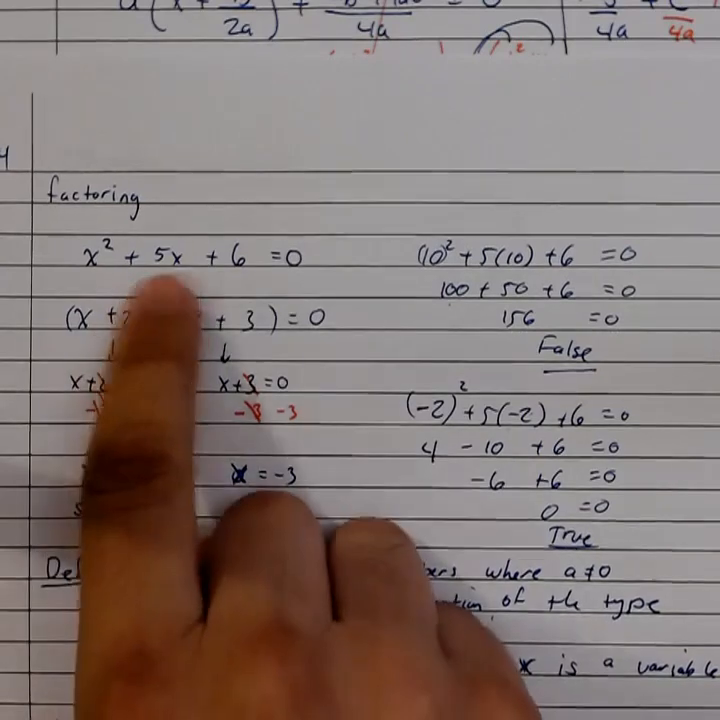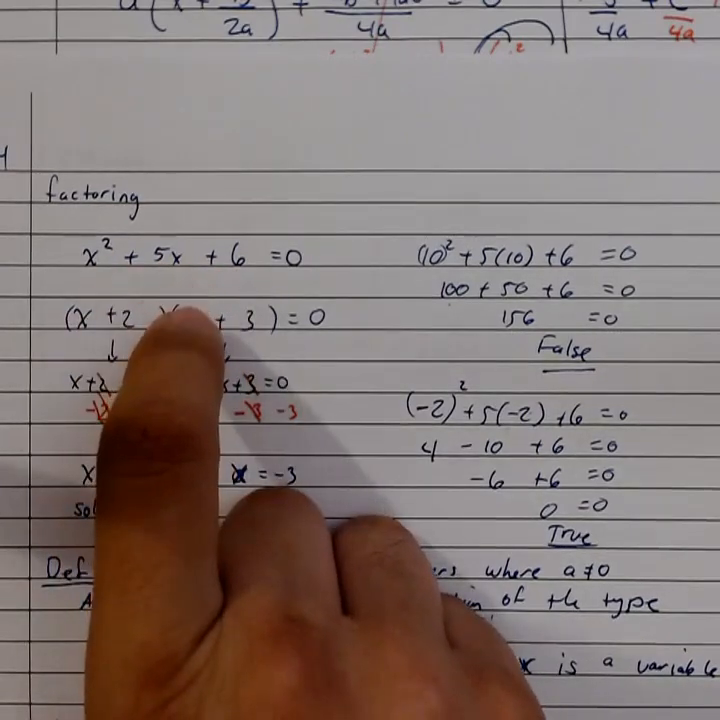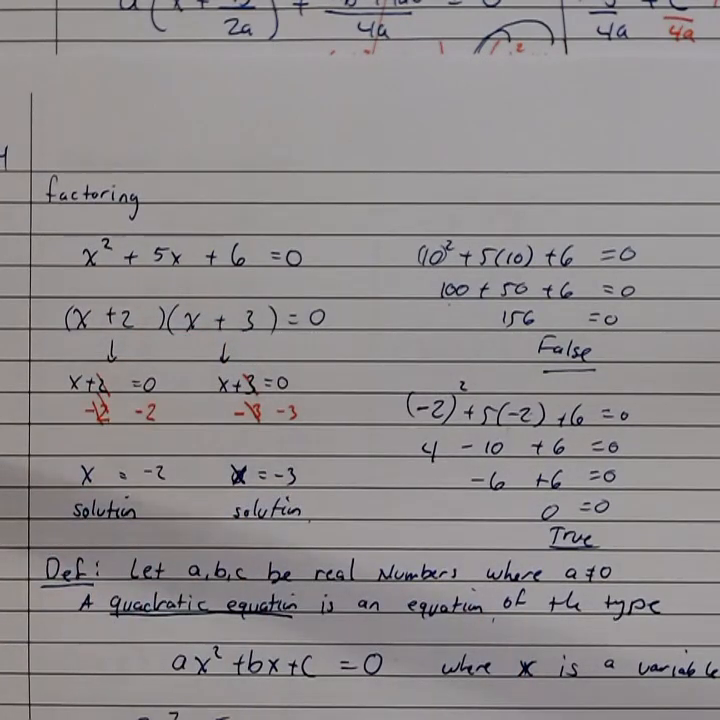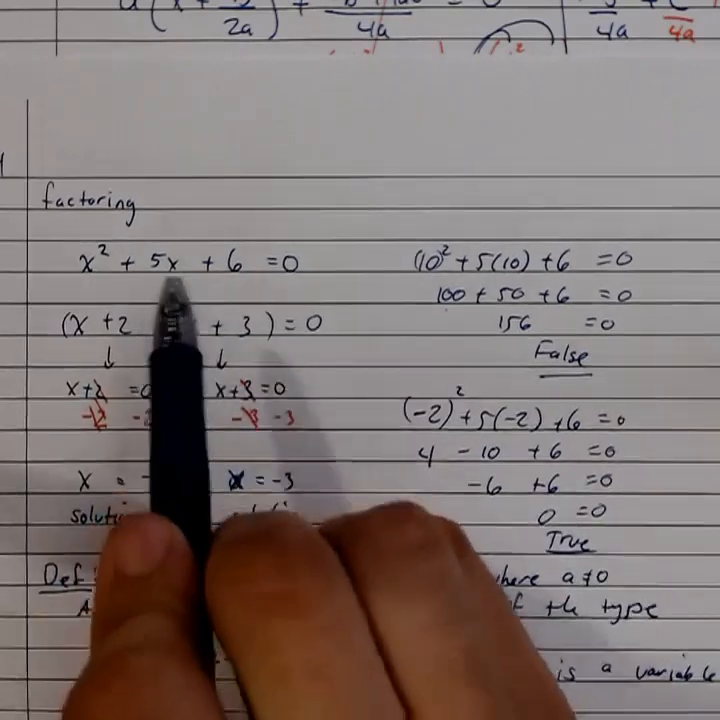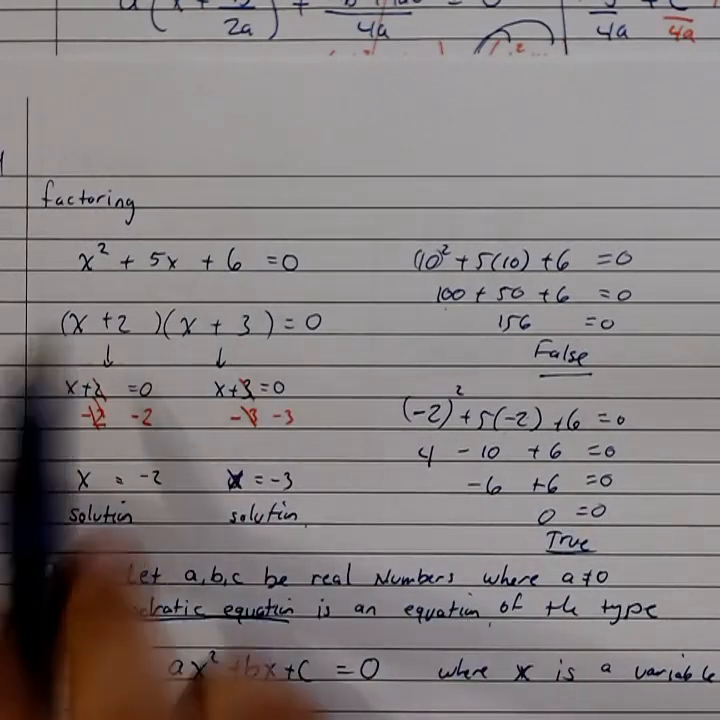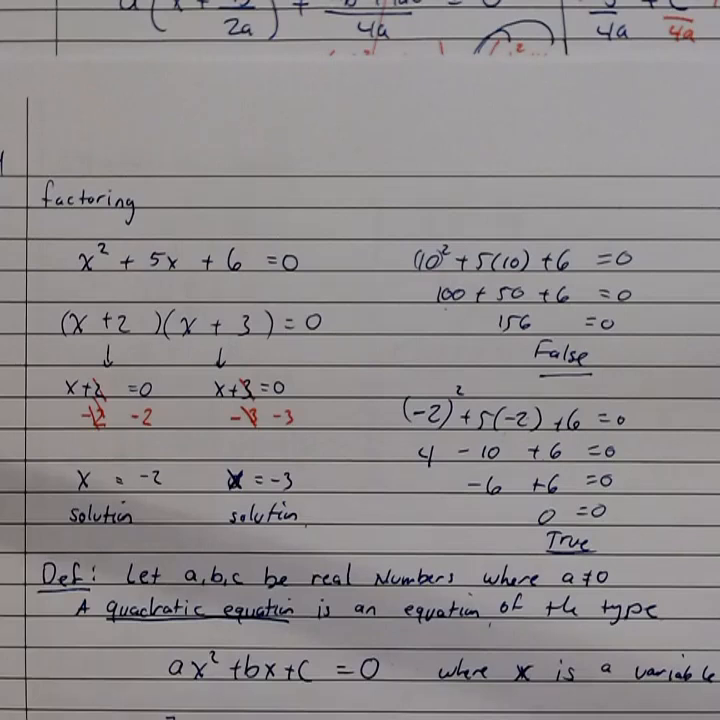If your numbers are small and simple and easy to work with, then yeah, it works beautifully. It's the best way to go. But if your numbers are either very large or very complicated to work with, like fractions and square roots, then it's not going to work. So factoring is the best technique as long as your numbers are small and simple to work with.